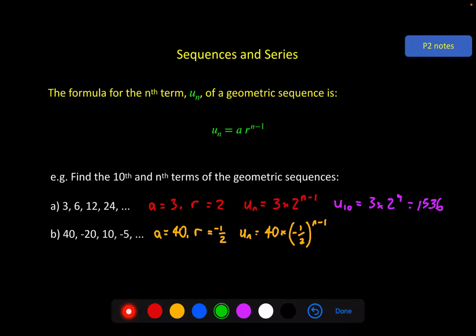And then once I've got that, for my 10th term, I'll just put n equals 10 in there. 40 times -1/2 to the power of 10-1, which is 9. And again, put that on your calculator. And this time we get -5/64.